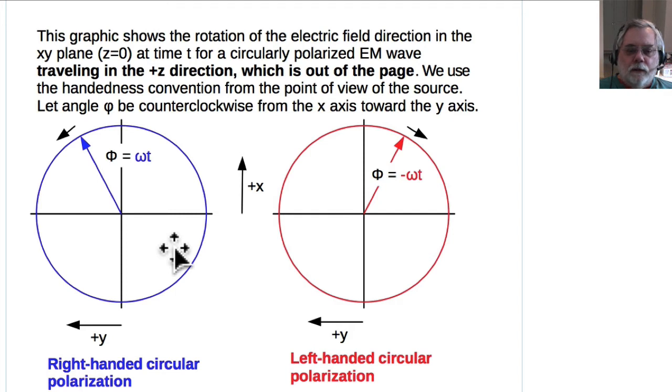That's called right-handed circular polarization, because if you were to take your right hand and put your fingers along the circle in the direction that the electric field vector is rotating, your thumb will point toward you, so away from the source. Left-handed circular polarization is the negative: the electric field vector is rotating clockwise with time. And so if you put the fingers of your left hand along this circle, your thumb will point toward you, away from the source.